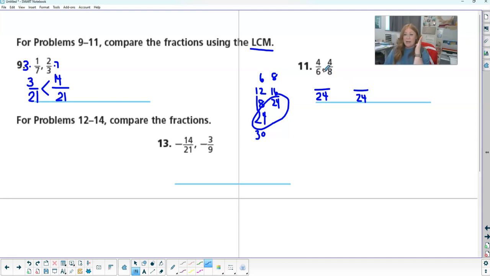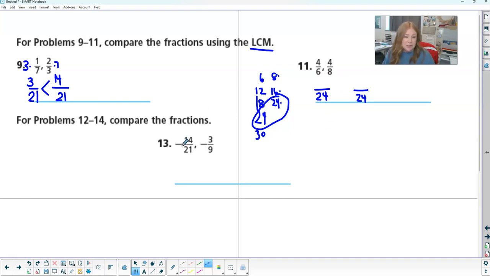Now I want to know, how do I get from 6 to 24? I'm going to do the same thing to 4. Put it here. How do I get from 8 to 24? Right, it was times 1, 2, 3. So I'm going to times the numerator 4 by 3 and see which one is bigger. So whatever you do to the bottom, now we have to do to the top to keep that equivalent. And then we're going to write that inequality to compare them.